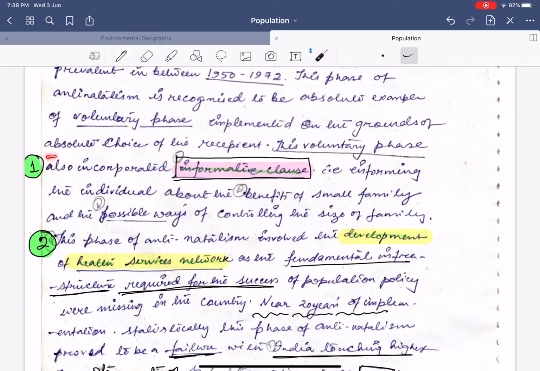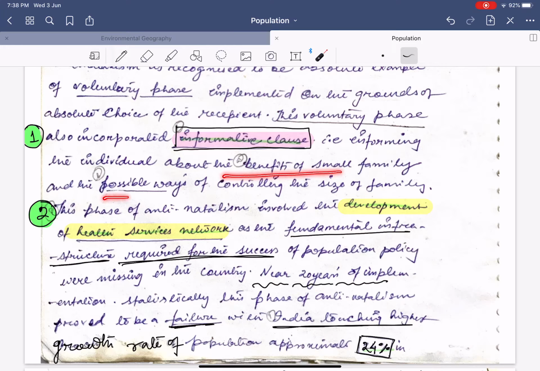Now, what were the elements of this policy? The first element was the informative clause. What is this informative clause? It simply means that we were providing information to the people. Hum do, hamare do. This was the government's propaganda at that time, that we should not have more than 2 children. This informative clause not just had such propaganda, but also informed them what the advantages of having a small family are and what the disadvantages of having a large family are.